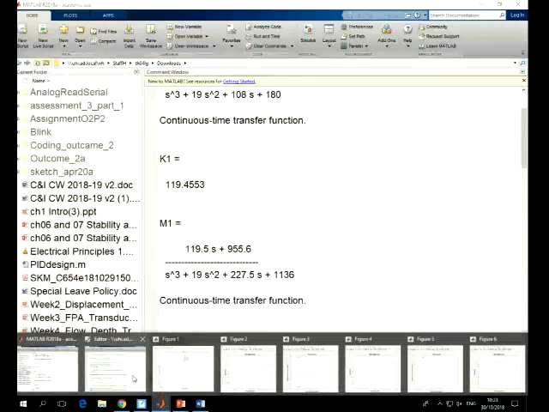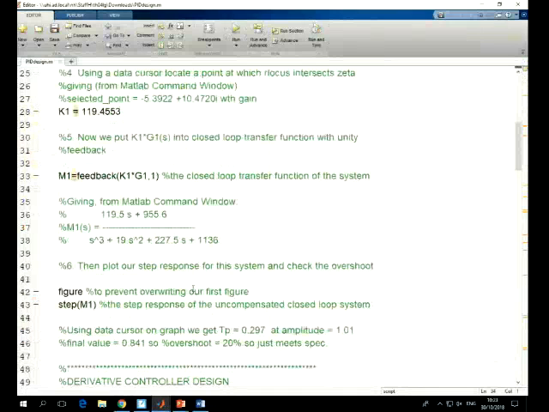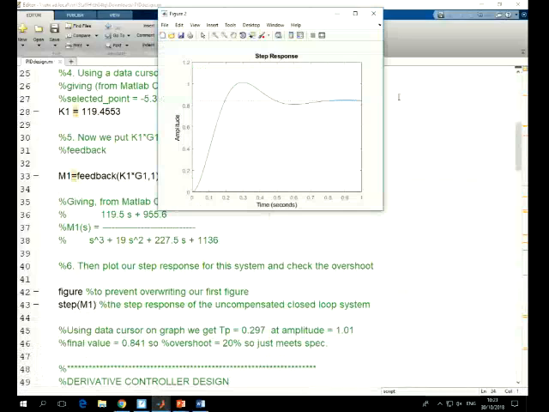Anyway, the next bit is to plot the response. You can define a figure number, or you can just write figure for a new figure. Otherwise it will rewrite over figure 1, which you don't want it to do. And then you can do a step response just with this command here, step M1. That applies a unit step to your new system, M1. And you end up with a response that maybe looks a bit like that.